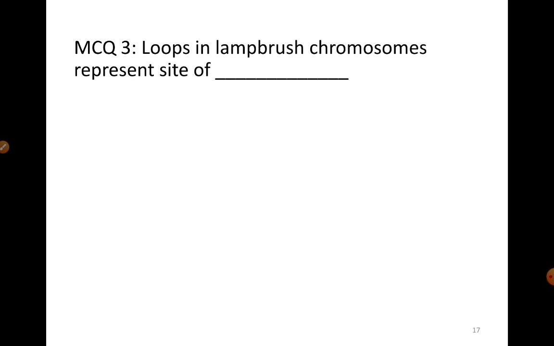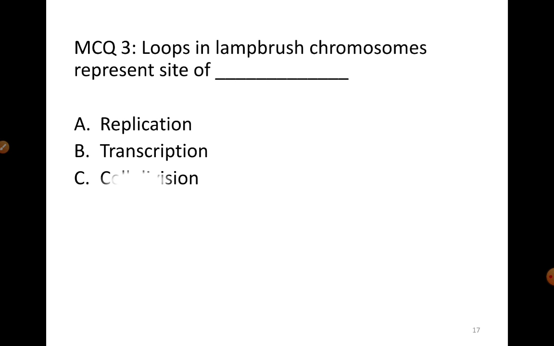Loops in lampbrush chromosomes represent the site of what? What do you find around the loops of the lampbrush chromosomes? Is it a site of replication, transcription, cell division, or crossing over? The right answer is that it represents the site of transcription.